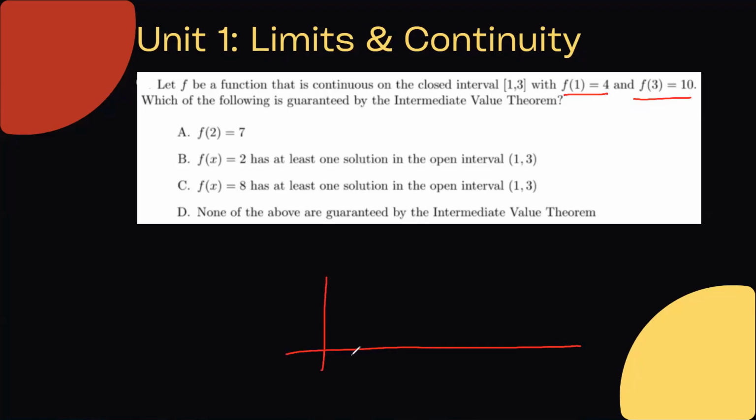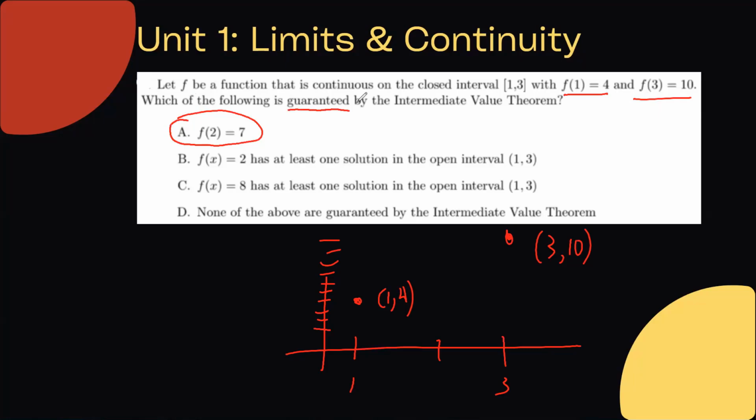So if I do 1, it has this point, and it has this point up here at 10. So this would be 1 comma 4, and this would be 3 comma 10. I know that the graph is connected, but I don't know how it connects between these points. But I do know that to get from a y value of 4 up to a y value of 10, it has to pass through all the ones in between. F of 2 equals 7 could be true, but it's not guaranteed because we don't know the specific value at 2, so that's not true.